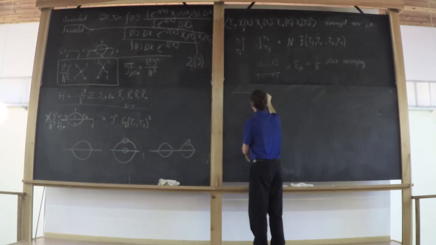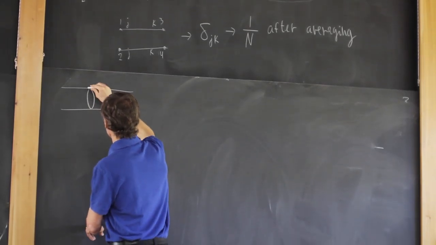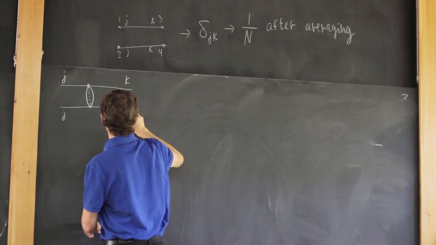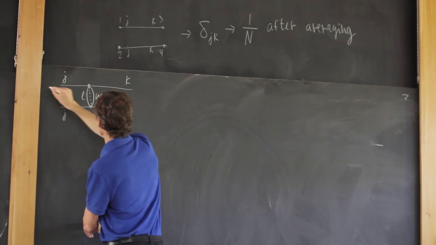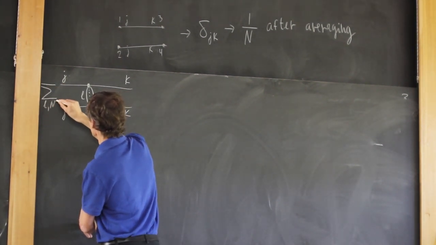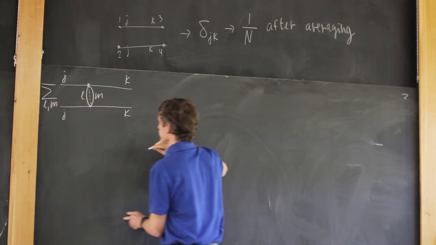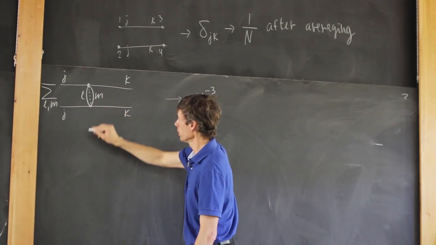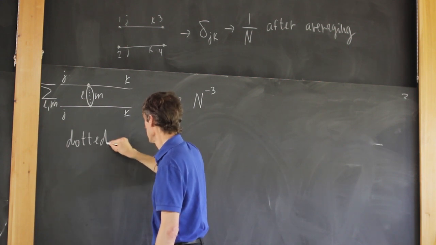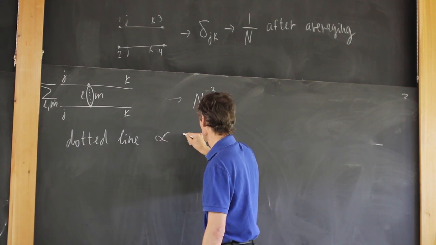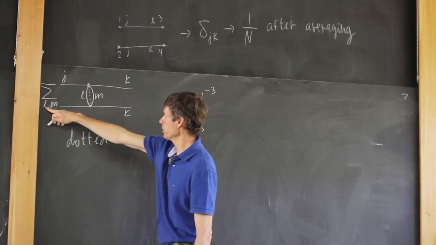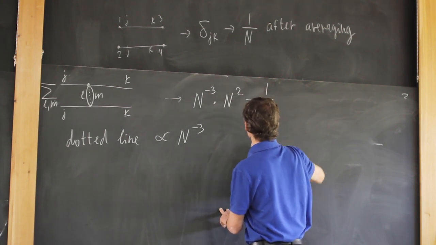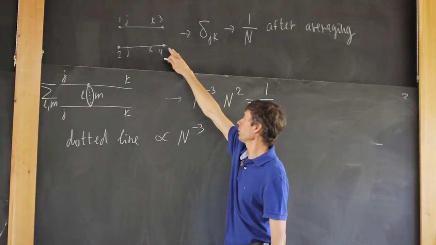Now, let's consider some other diagram. It's a sum over L and M. And this gives the factor n to the minus 3. Each dotted line gives n to the minus 3. And the index summation gives n squared. So this diagram is of the same order of magnitude as that diagram.